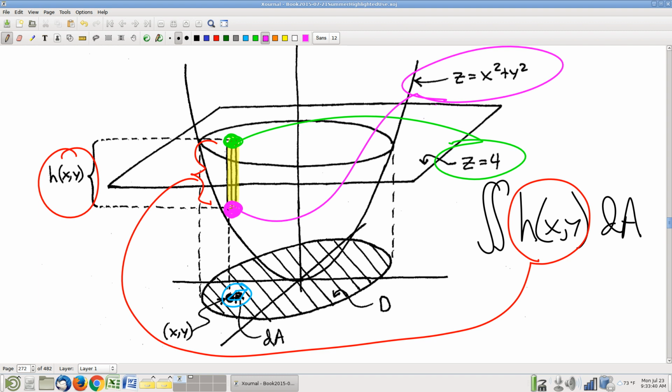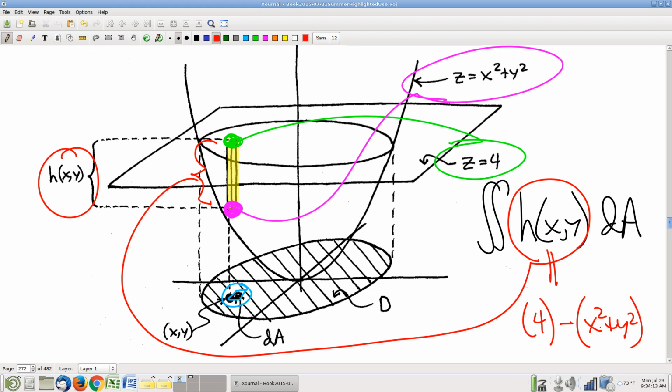So the height, our integrand, is going to be the difference of two z-coordinates, right? We're computing a vertical distance. That's the difference between two z-coordinates. So in the green equation and the purple equation, I need to solve for z and subtract. Specifically green minus purple. And that gives us for this height 4 minus x squared plus y squared. Everybody happy with that? Okay.